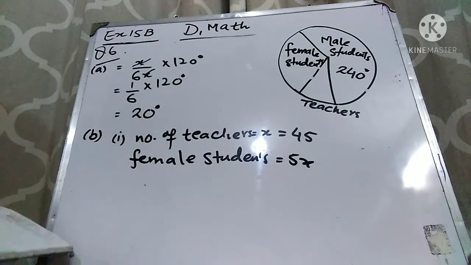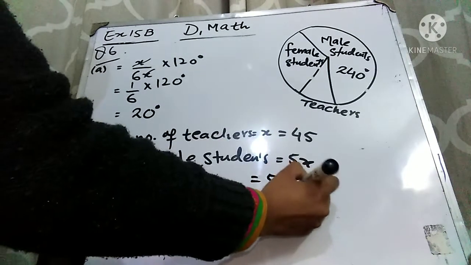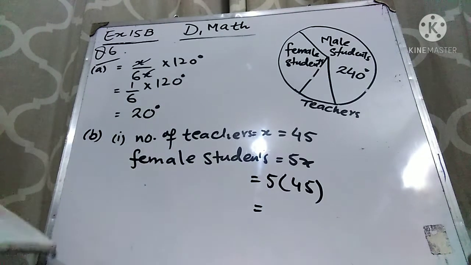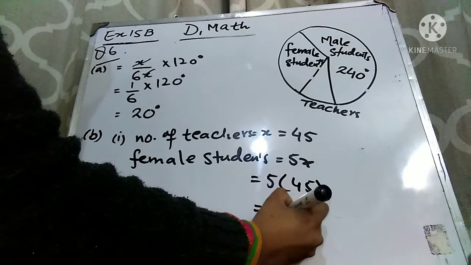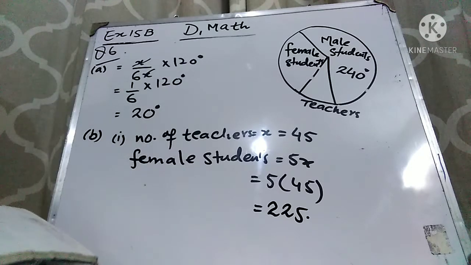now we are finding out the female students. In place of x, I will put its value, which is 45. When I multiply 45 with 5, I will get the female students, and they are 225. So I hope that part 1 of part B is clear to you. Students, I will make another video to explain part 2 of part B of question number 6.